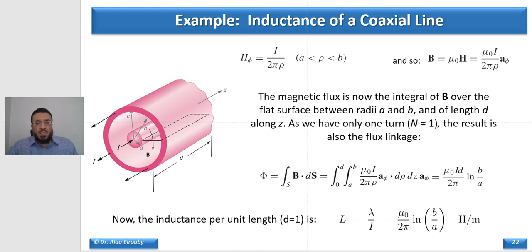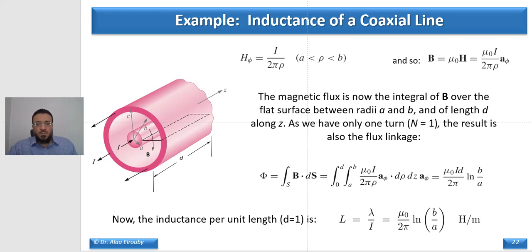ds and B are both in the phi direction. The field expression is here, and ds has d rho multiplied by dz in the direction of phi. Of course we have symmetry in z, so the integration along z will bring the length, and the integration along rho will bring this ln, and we divide phi by current to come up with the inductance of the coaxial cable.